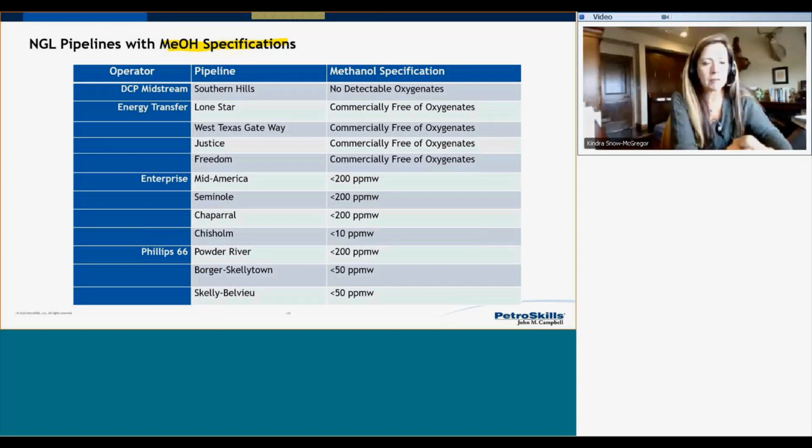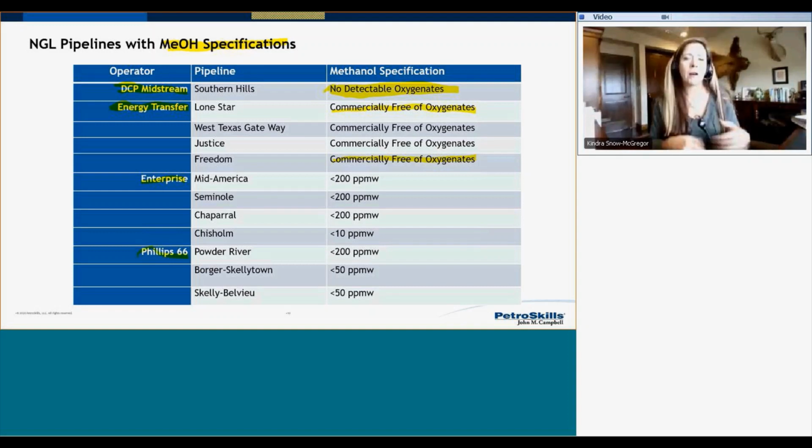And so you can see these pipeline specifications on methanol range from 0, no detectable oxygenates. Energy Transfer pipelines are the same way, commercially free of all oxygenates, so that would be methanol. And then other pipelines to varying degrees will allow you to have some methanol present. And so that's one of the things that you need to be looking out for, because where we start really going off spec in terms of our methanol concentration is in our liquid commodity streams.